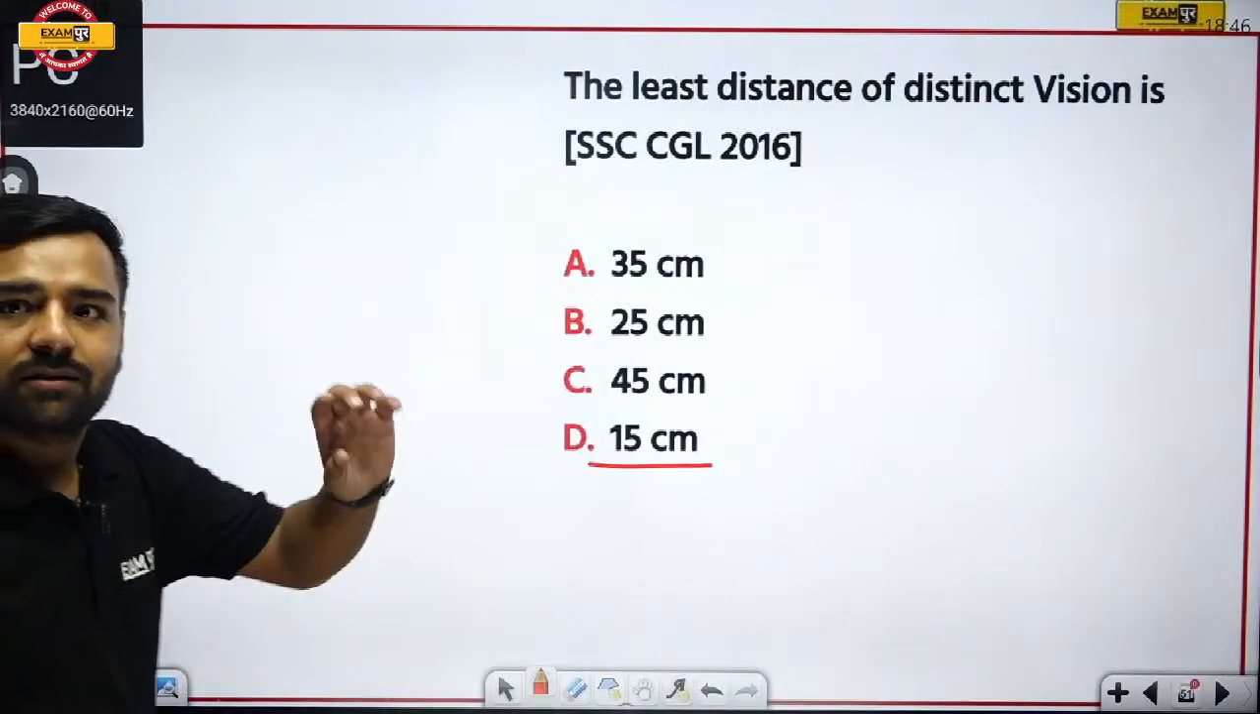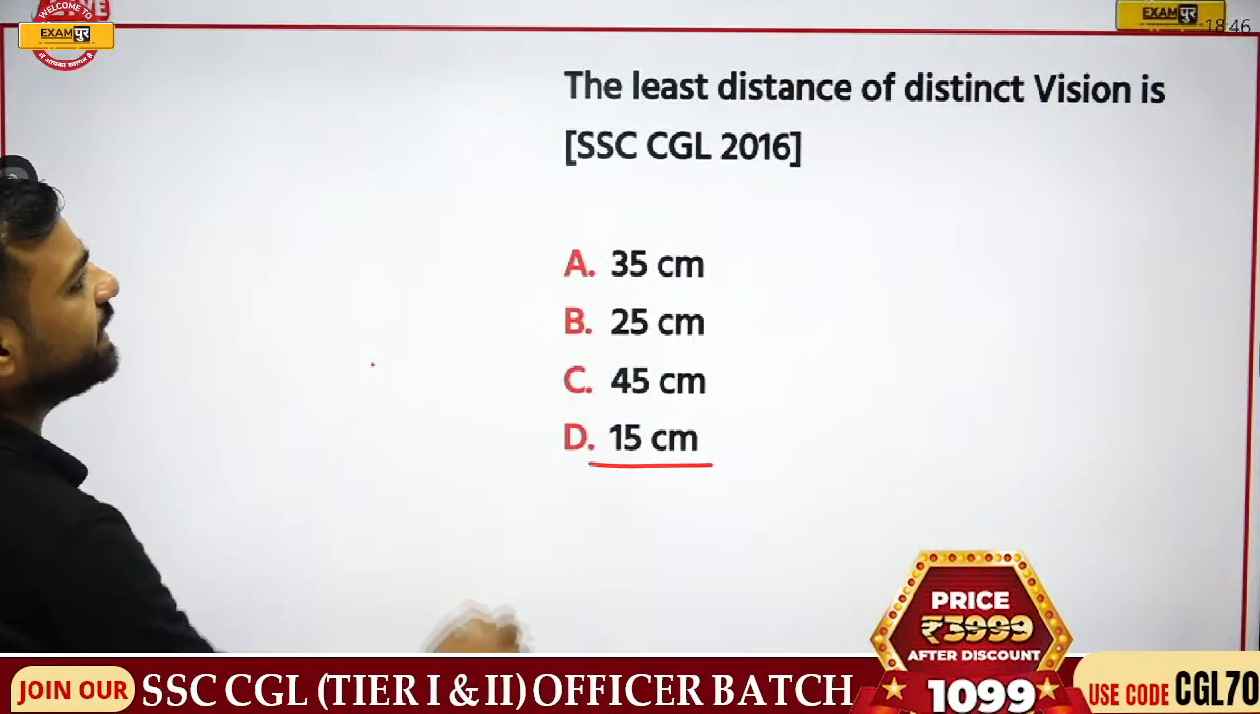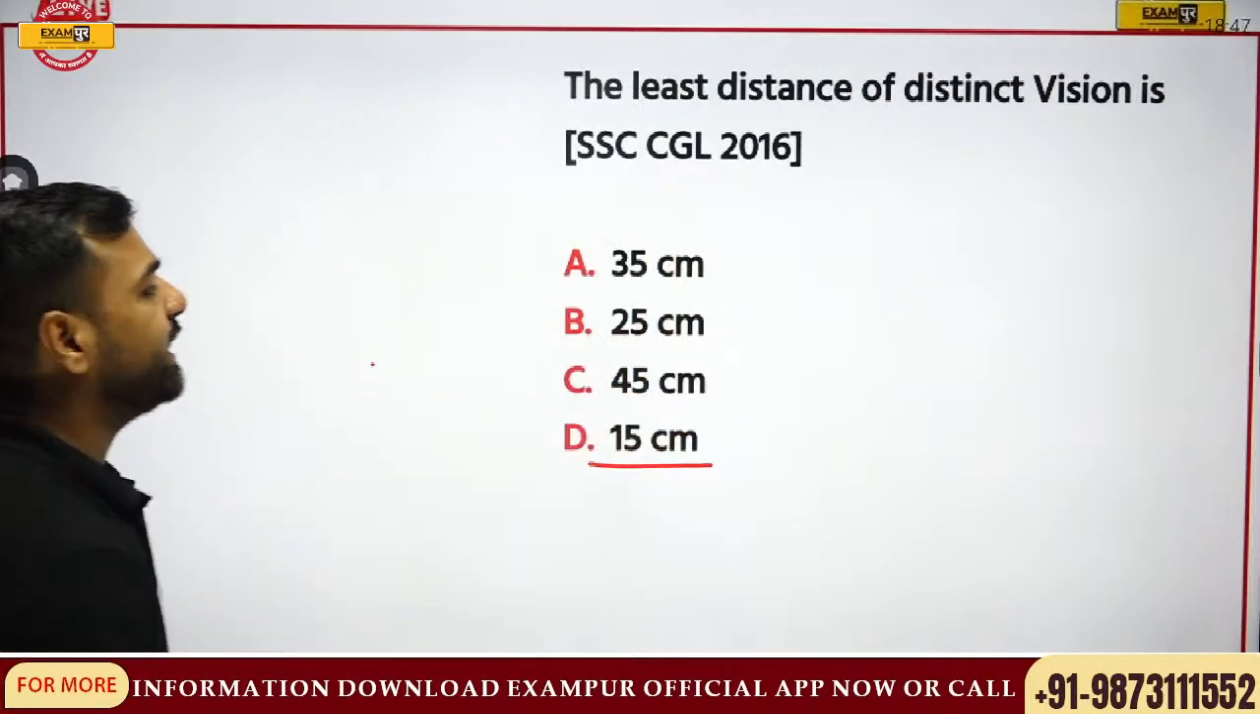Sorry for that. I guess it's clear now. So I was talking about this question: the least distance of distinct vision is what? So it is actually 25 centimeter.